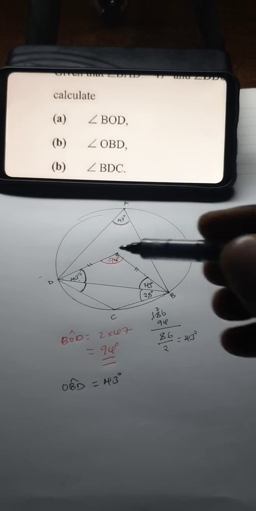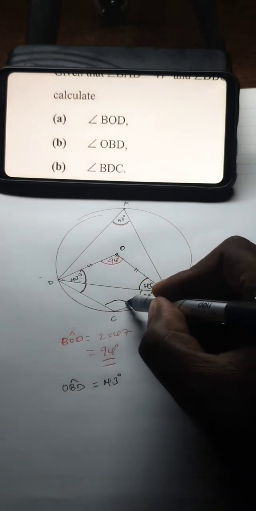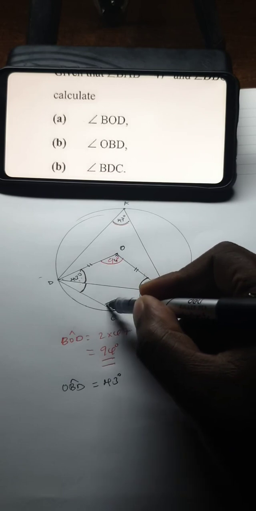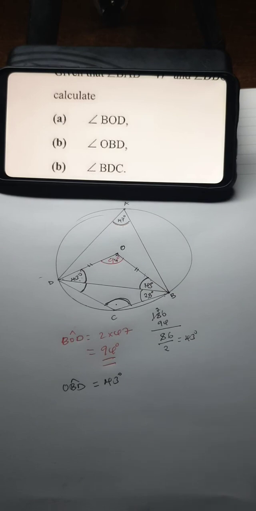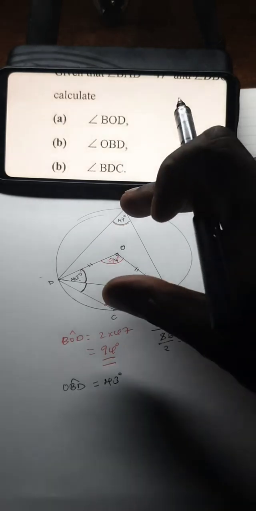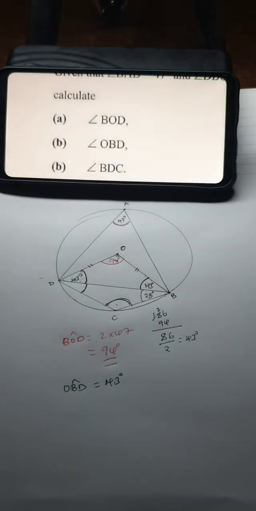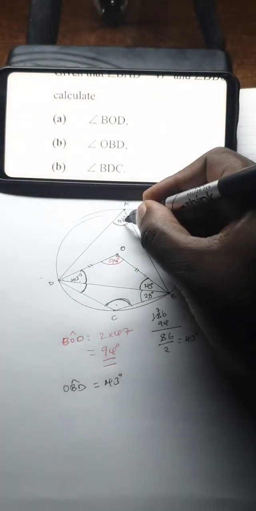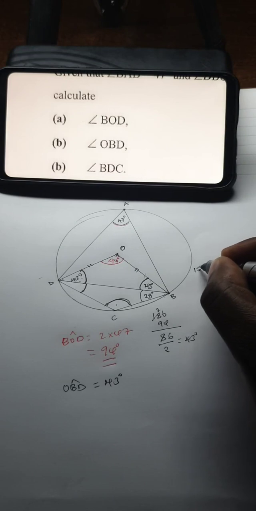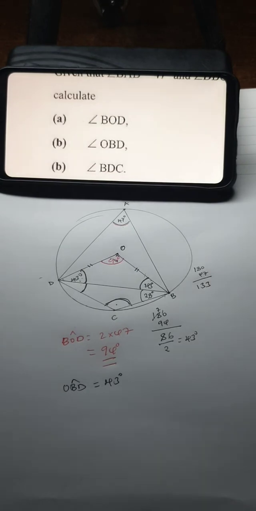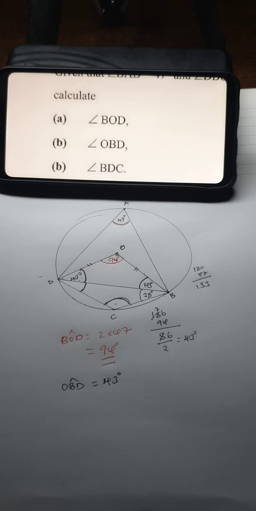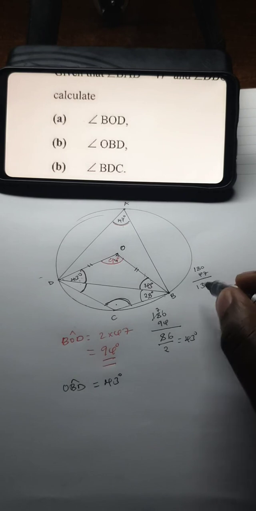No, nothing like equal. So this angle which is here, ladies and gentlemen, we need to first find this angle. This angle plus that one, we say a cyclic quadrilateral, right? Opposite angles of a cyclic quadrilateral add up to 180. So this unknown angle plus 47 should give us 180. So simply say 180 minus 47, which is 133. So it's 133.